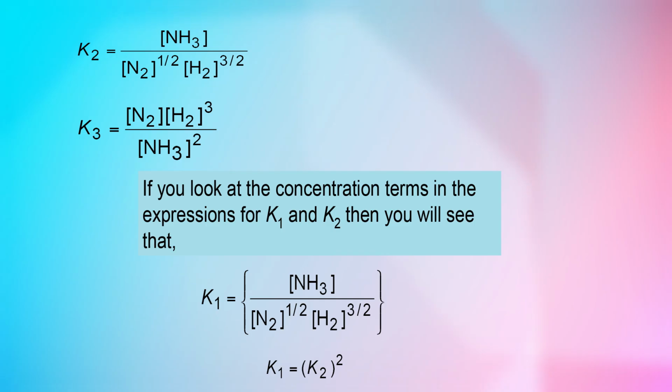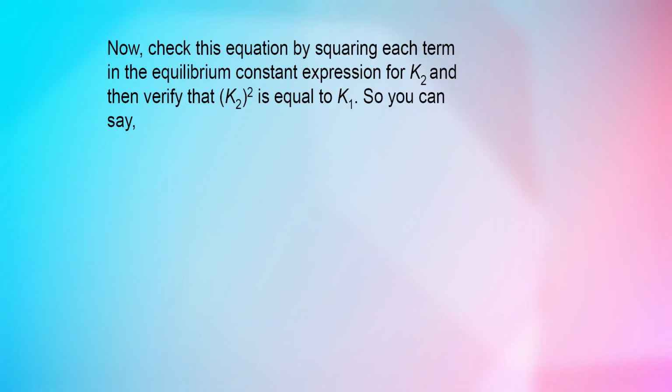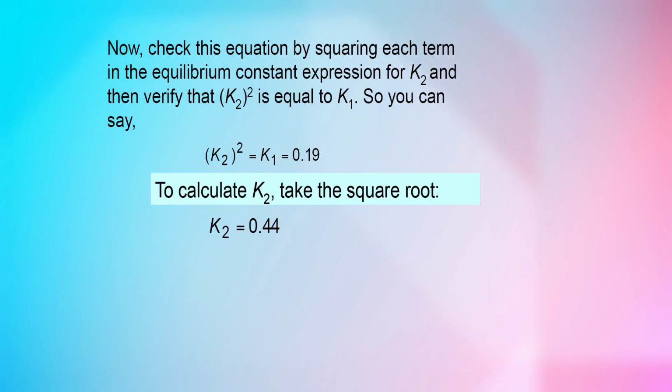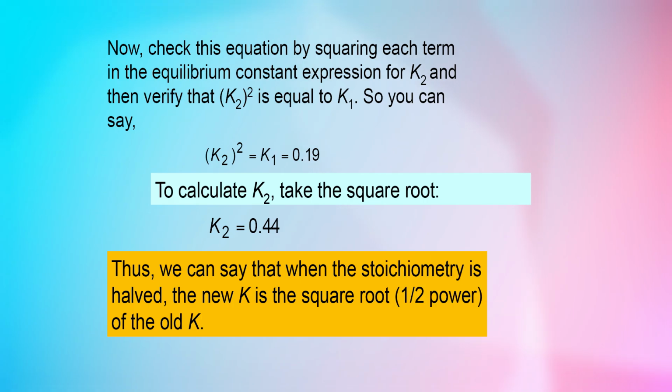Now, if we look at K1 and K2, then we see that if we halve the exponents in K1, it is K2 raised to the power 2. Okay. So, next you must see K2 squared, that is nothing but K1, and that is 0.19. So, now K2 you can find out from the square root of 0.19. So, when the stoichiometry is halved, the new K is the square root of the old K.